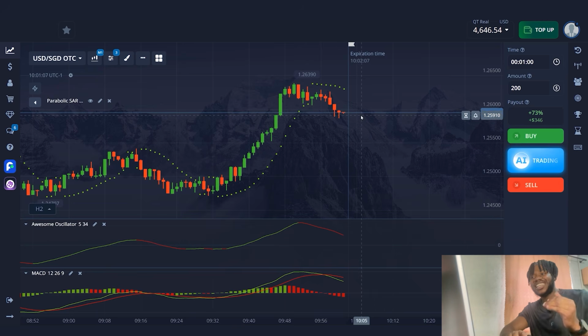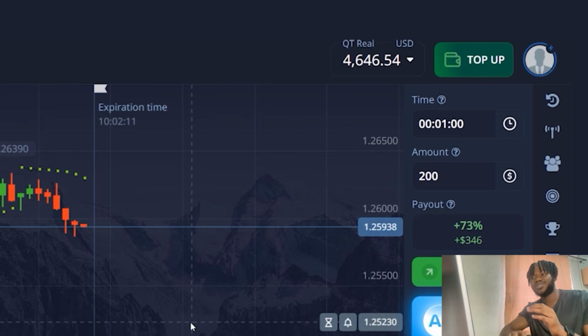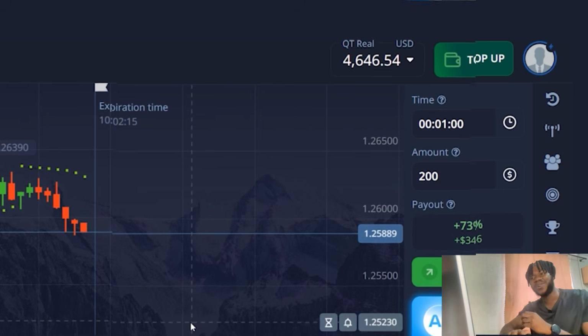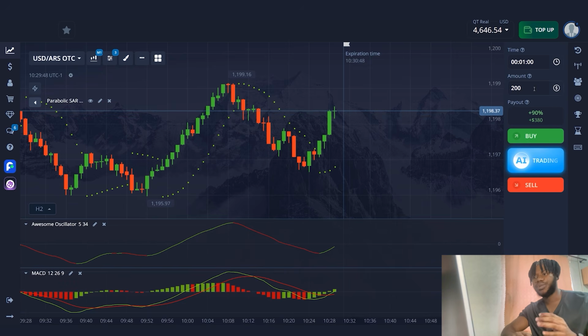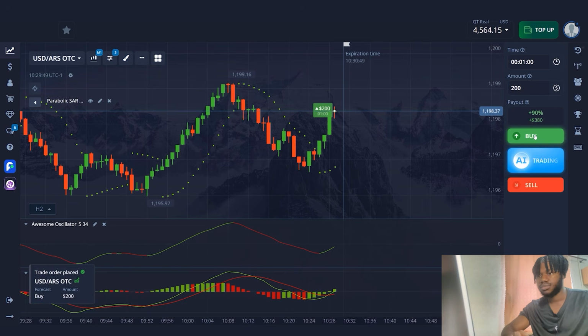The price dropped and I made a profit. The account now has an amount of $4,646. A good start to the session. We continue to work. Look, the uptrend has started. Let's open a trade soon. I will leave the trade amount unchanged and press the green button to open the trade.